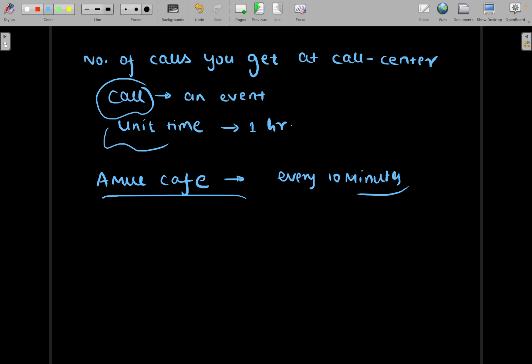Let's take one more example. When you have a cell tower, you have to think about how many calls arrive at the cell tower per unit time. You have to understand how many events or phone calls you will have to receive at the cell tower, because it will help you determine how many cell towers you have to place in a specific region.